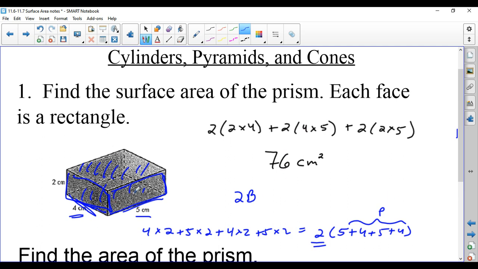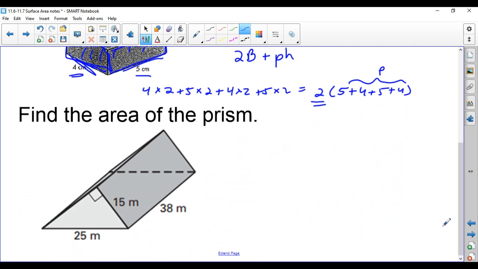So in this case, it might be just as easy to find all 6 of the rectangles, but for any prism, we can multiply the base area by 2 and then add the perimeter of the base times the height. So for example, if I look at this prism, if I want to find surface area, I need 2 times the base area plus the perimeter of the base times the height. The base is this right triangle.